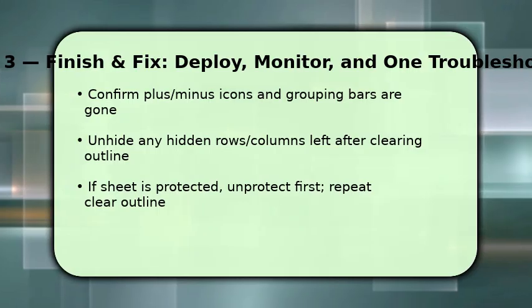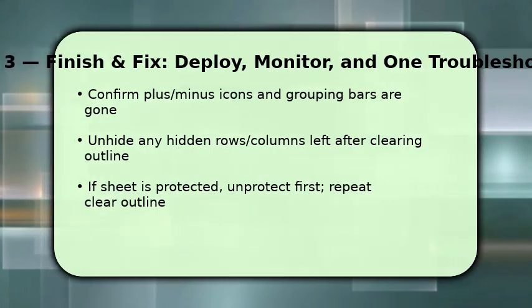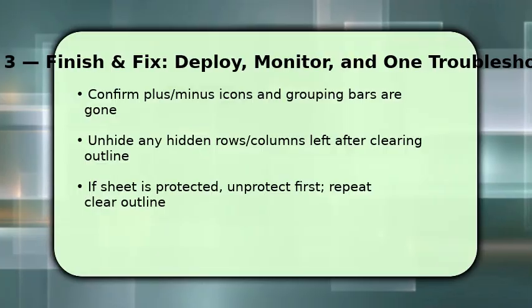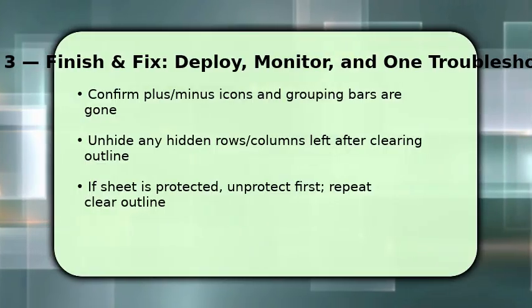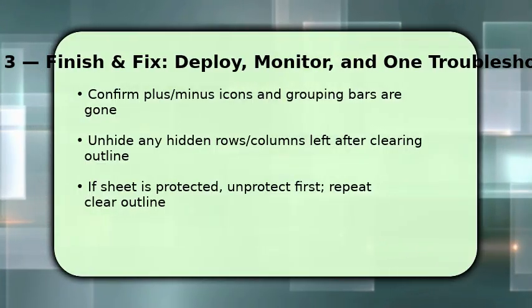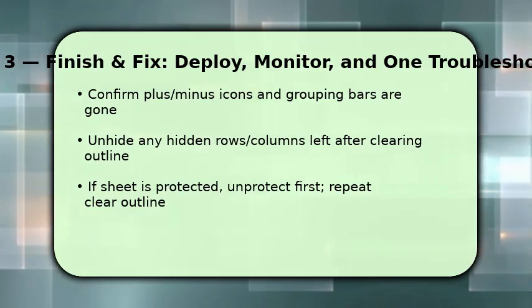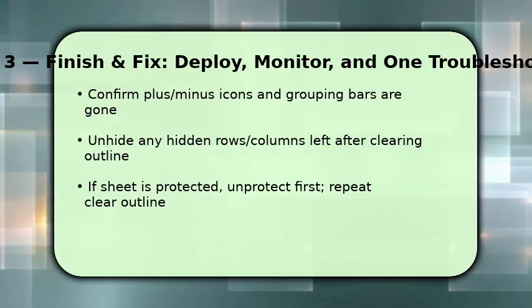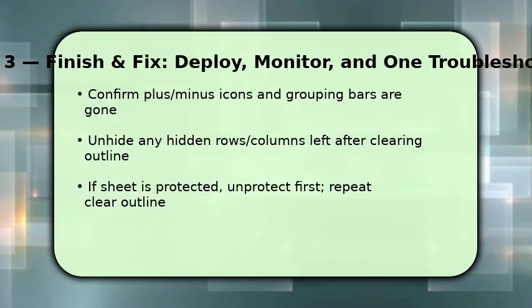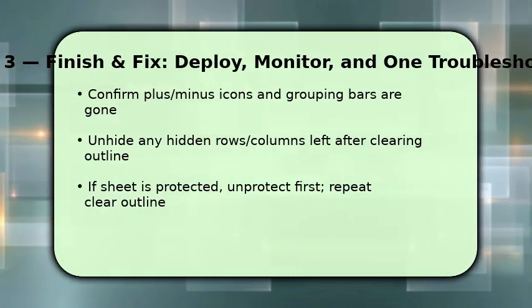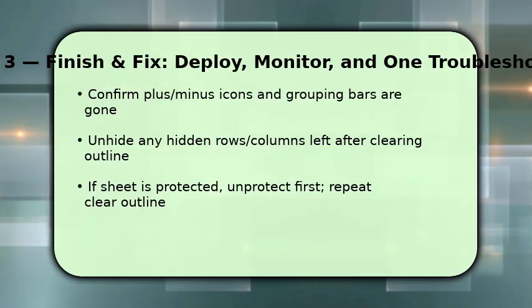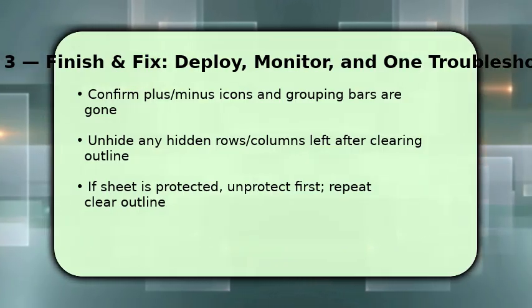If hidden rows or columns persist, select the entire sheet and choose Unhide. Outlines sometimes leave ranges hidden. If the Clear Outline command didn't work, check for sheet protection. Unprotect the sheet and repeat the process, because protected sheets block outline changes. One key troubleshooting tip: if grouping still reappears, check for macros that recreate outlines and disable them before.